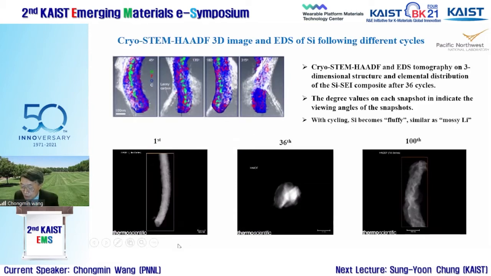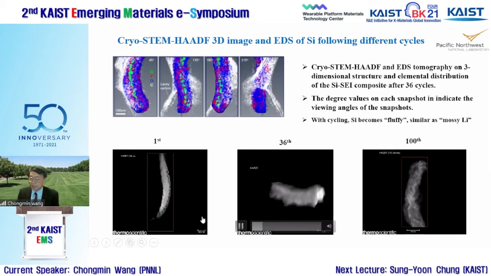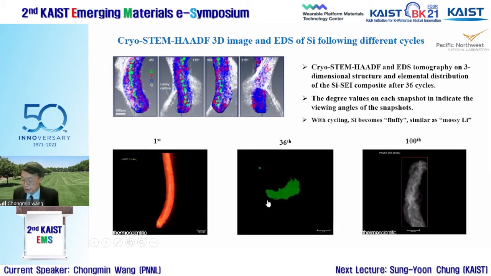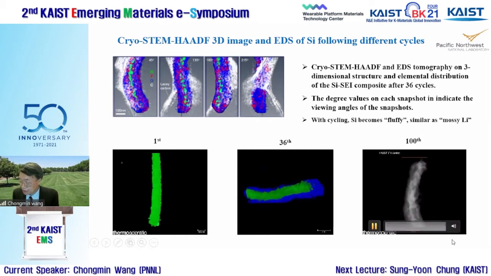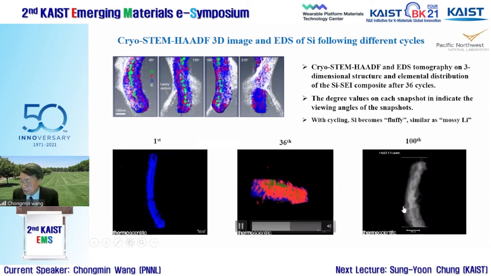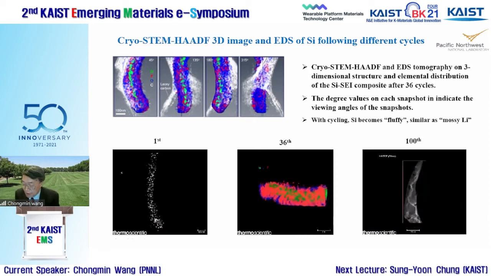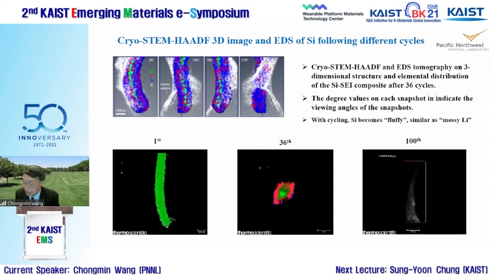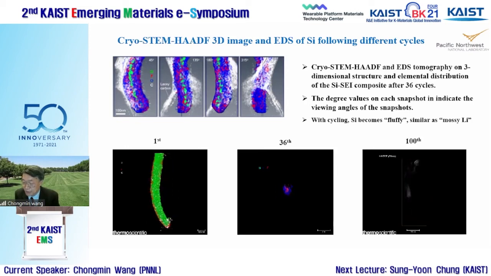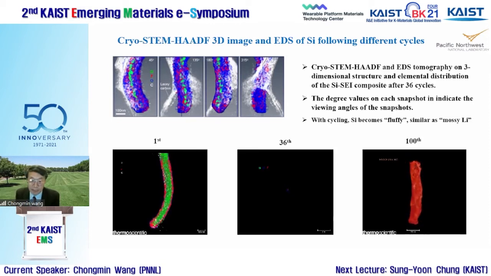That's the reconstruction I showed you for the first cycle and 36 cycles, and you can see the differences in morphology and chemical composition of the silicon. And after 100 cycles, it's different. They can suffer severe damage, and you can see the different elements and their morphological evolution as well. So this really indicates that when you cycle silicon in the liquid electrolyte, it's not simply an SEI layer and silicon in a core-shell structure. Instead, the SEI layer gradually grows into the silicon.